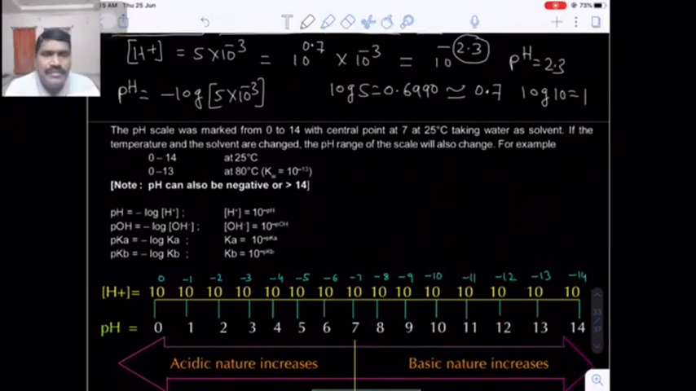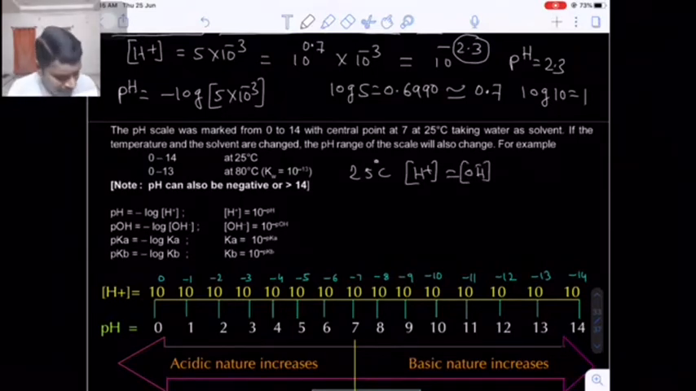Okay. Now the pH scale depends upon the temperature, number 1. Number 2, nature of the solvent. In case of solvent water and the temperature is 25 degrees Celsius, the H plus ion concentration will be equal to the OH minus ion concentration, which equals the square root of Kw, which is the square root of 10 to the power minus 14. So finally you will get 10 to the power minus 7 moles per liter. It is only valid at 298 Kelvin or room temperature.